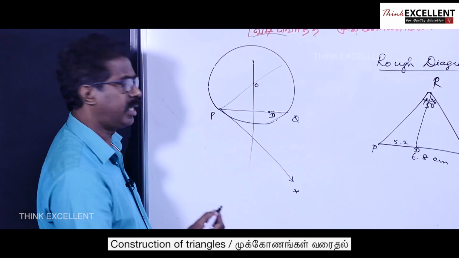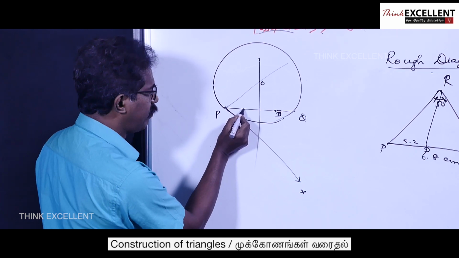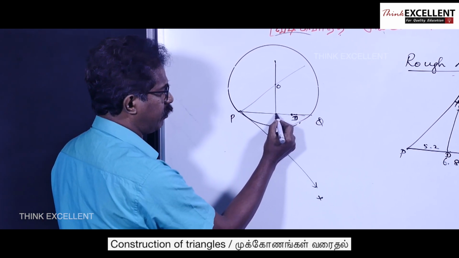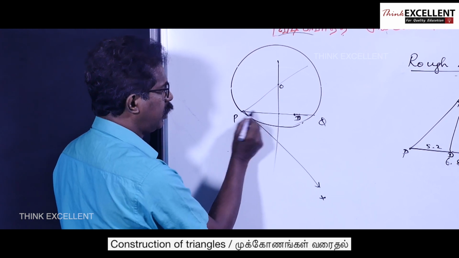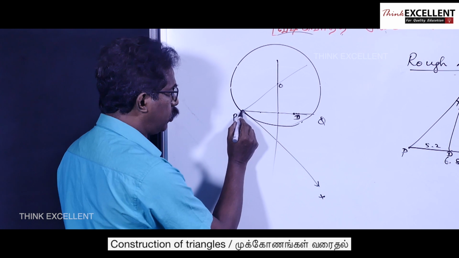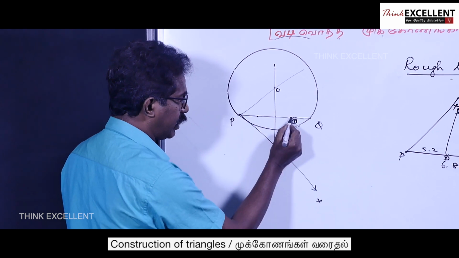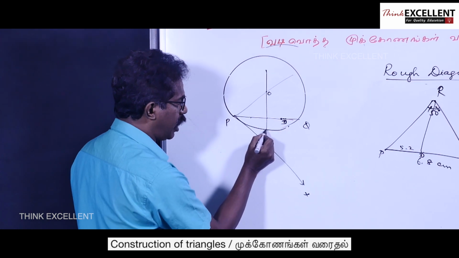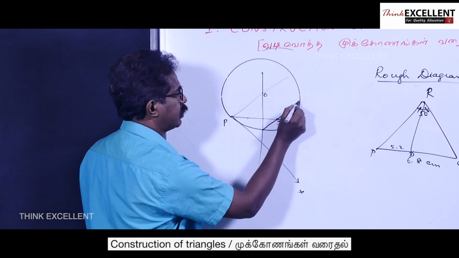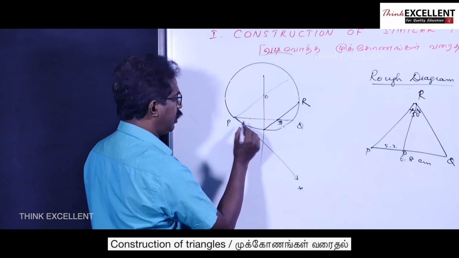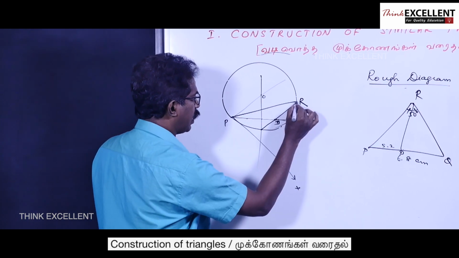Suppose it is 2.3, it will be coming somewhere here, right? Total is 6.8, so half itself is 3.4. 3.4 is here. So before that, 2.9 will come here. Now, here it is 5.2, so take 5.2, it comes somewhere here. Now join this point and this point. Join these 2 points and extend it. You are getting a point here, and that is our R. Join PR and QR.